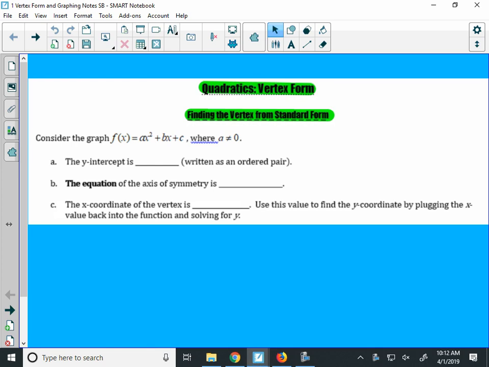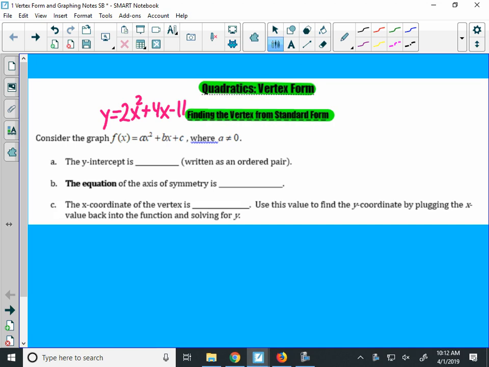Alright, so consider that we have a graph, ax squared plus bx plus c. That's just standard form of a quadratic. So for example, that would be a parabola that looks something like 2x squared plus 4x minus 11. Just a parabola like we used in our modeling unit last.